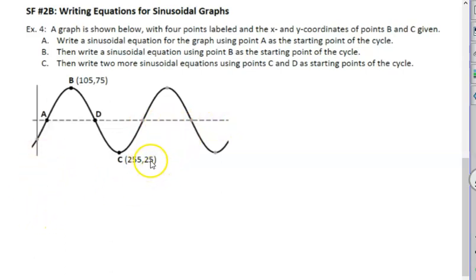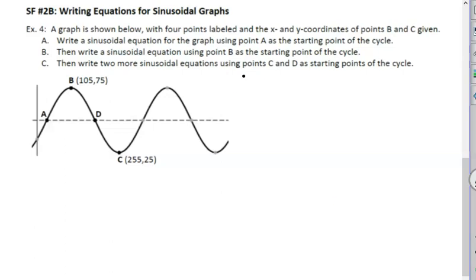My lowest y value is 25 and my highest is 75. So if I added the x and y axis, I'd actually have to go way down here if I added the x-axis. So it's not even showing. So let's think about how the high and low points can help us find all four characteristics and allow us to write the sinusoidal equation.